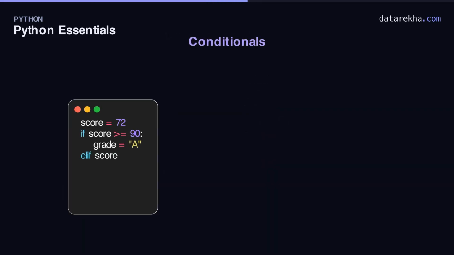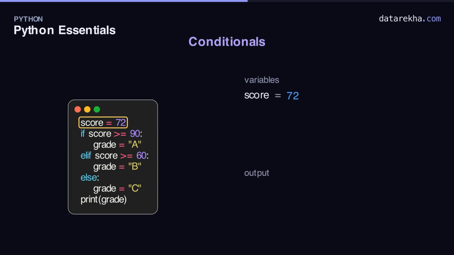Now decisions. If, elif, else. Python checks each condition top to bottom, runs the first one that's true, and skips the rest. And notice the indentation. Those 4 spaces are how Python marks which lines belong inside a block.